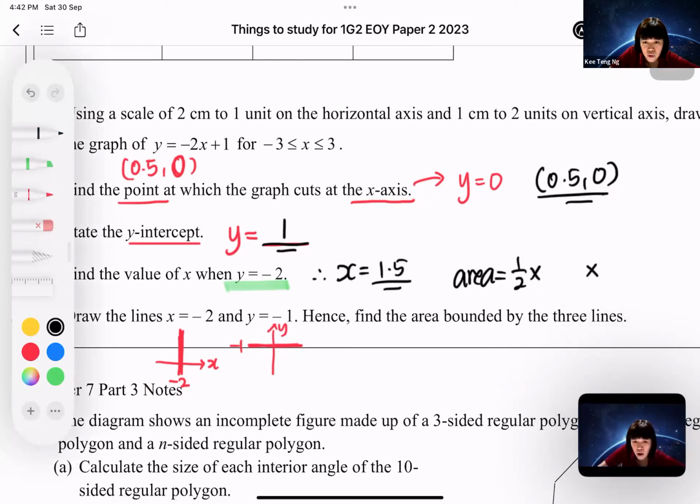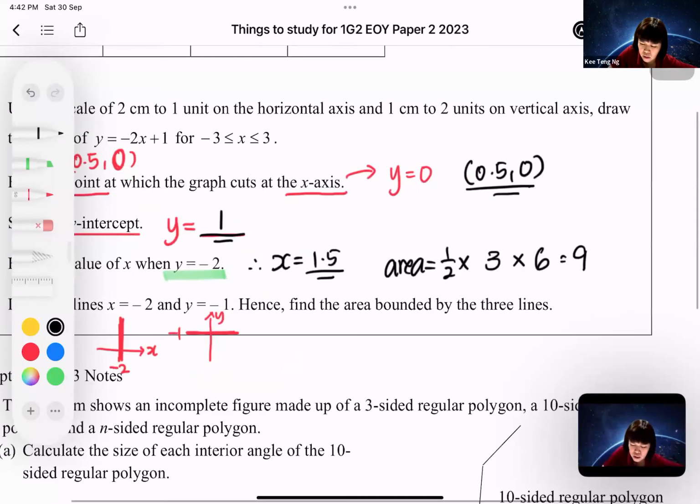You all had a graph with you. What's the base? How many units was the base? I've forgotten already. I know the height. The height was 6, right? What's the base? Hello? 3 units. Thank you very much. Half times 6 times 3. Okay, then we get the answer 9 units square.